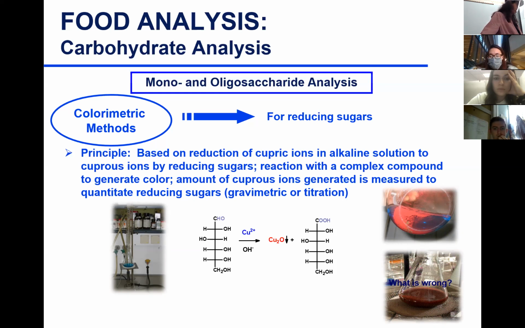Yes, Sam? Where you have alkaline pH, it drives the reaction forward. The simple answer, need to dilute. Yes, that's the simple answer. So you just have a very concentrated solution. And this happens all the time in the lab.